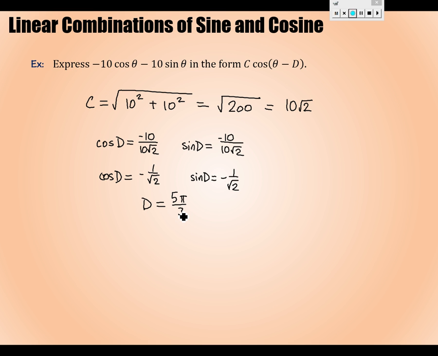So we finally have our answer. It's 10 root 2 cosine of x minus 5 pi over 4, is what I meant. And that will be our final answer then, right? Okay.